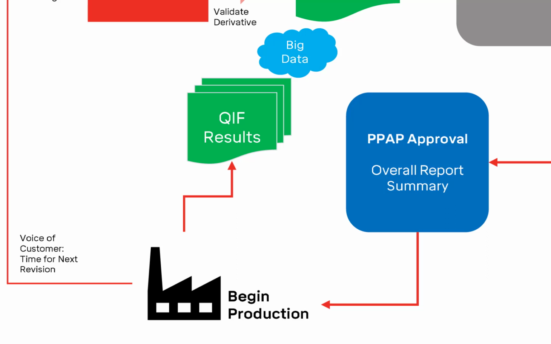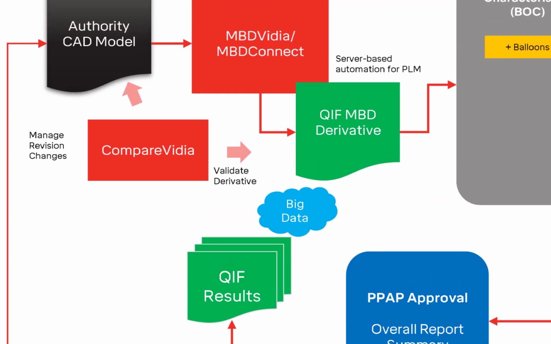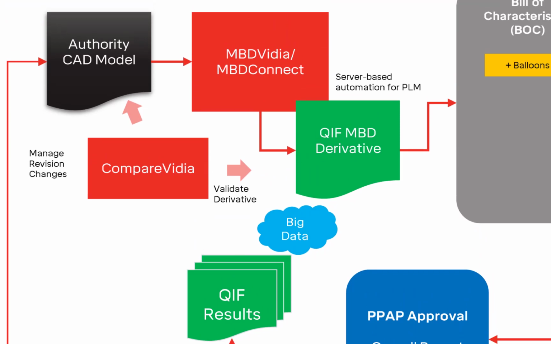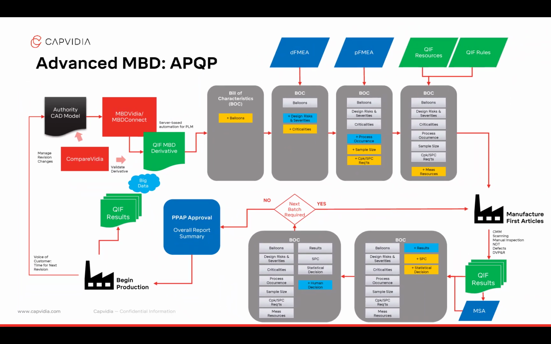You begin production, start generating large amounts of QIF results data from all of your production data. You can start carrying out analytics on that large amount of data. And then eventually, voice of the customer, it's time for a new revision of this particular model, and you go back to the beginning and process through it again.